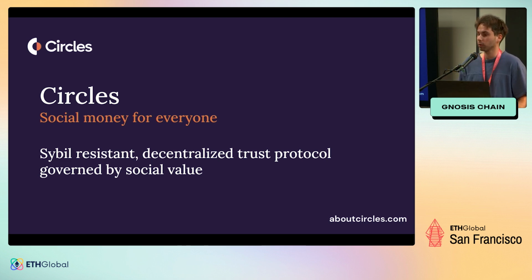Circles is a project developed by Gnosis Chain that represents social money for everyone. Circles is a DeFi protocol that lets users mint their own tokens and exchange them with people that they trust. This project has existed for a few years, but it was relaunched on 15 October, so last week, within the Gnosis Chain.